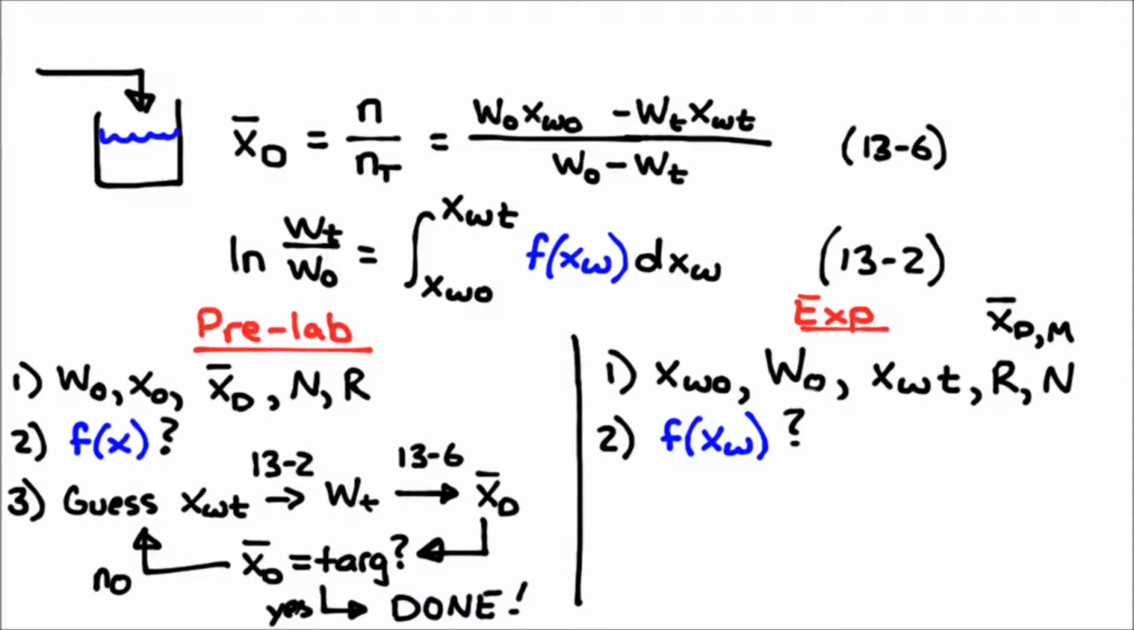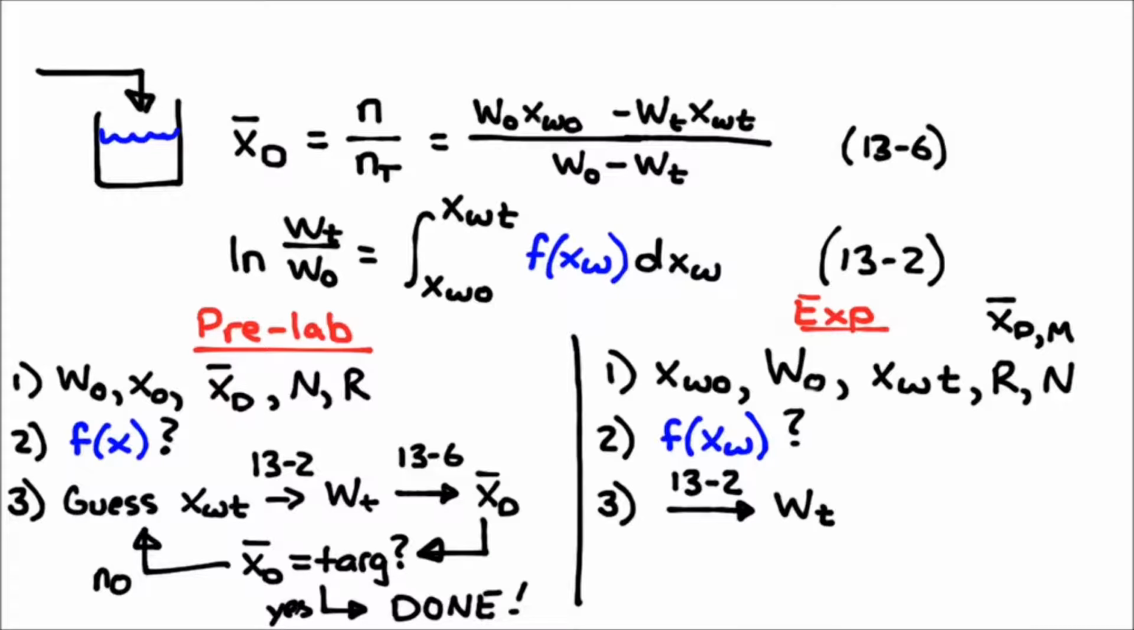The first thing that we can do on this analysis, given all the stuff that we know, is go directly to the Rayleigh equation, or the Rayleigh integral, which is 13-2. Is it 2 or 6? 2. Right, 13-2. Immediately from that, we can calculate the number of moles that should be in the tank at time t as predicted by the Rayleigh equation. So it is possible that you could measure W sub t. There are actually lots of different ways that you could compare theory to experiment. This is just one of them.